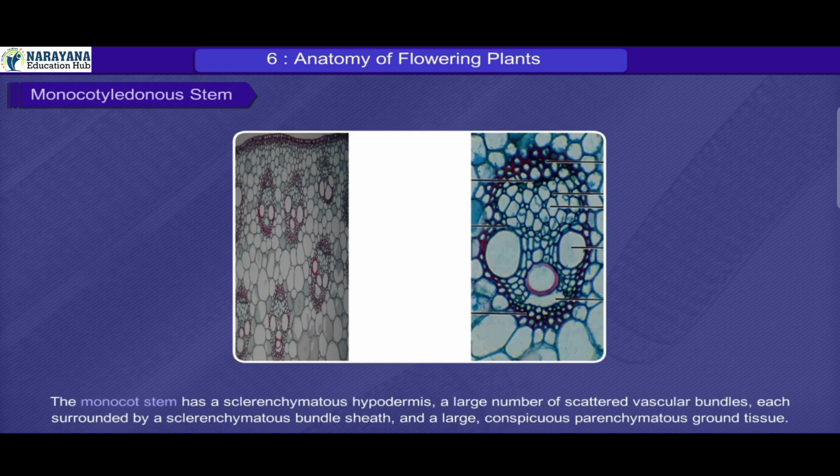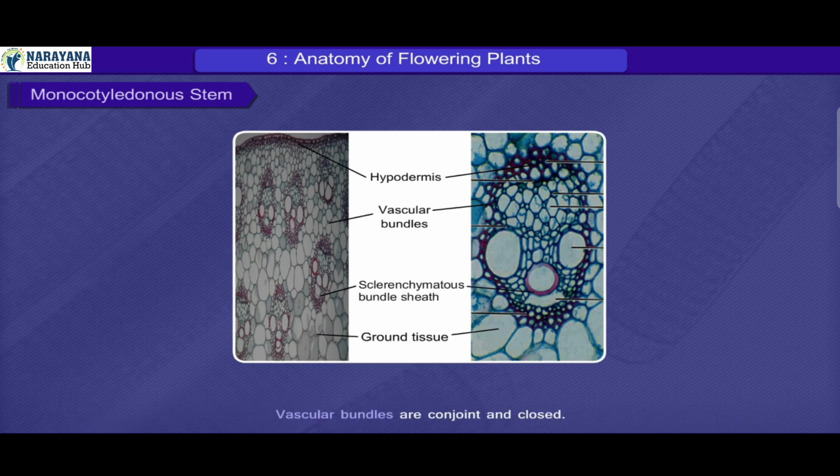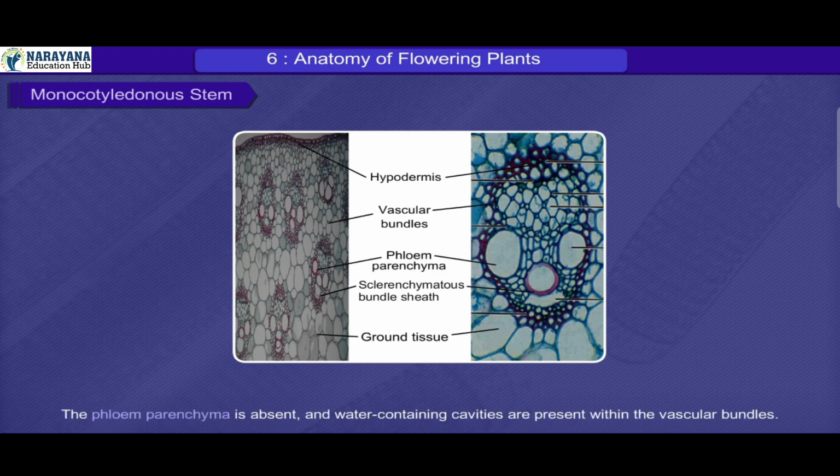Monocotyledonous stem. The monocot stem has a sclerenchymatous hypodermis, a large number of scattered vascular bundles, each surrounded by a sclerenchymatous bundle sheath, and a large conspicuous parenchymatous ground tissue. Vascular bundles are conjoint and closed. Peripheral vascular bundles are generally smaller than the centrally located ones. The phloem parenchyma is absent, and water-containing cavities are present within the vascular bundles.